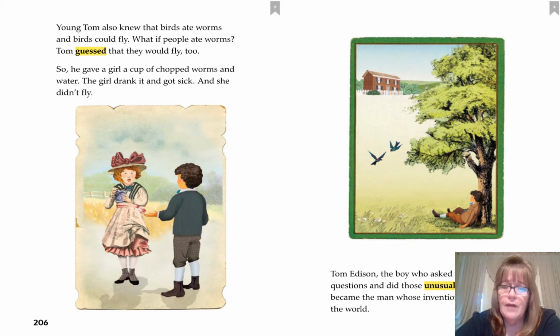So what was his problem on this? What was he trying to find out? What was he trying to fix? Yeah, he wanted to know if people ate worms, would they fly? His solution? Have somebody drink the cup of worms with water. And of course, did that solve the problem? No, I think it only created another problem, just like the previous page where he sat on the eggs. It created another problem of having the eggs broke. All right, let's move on.